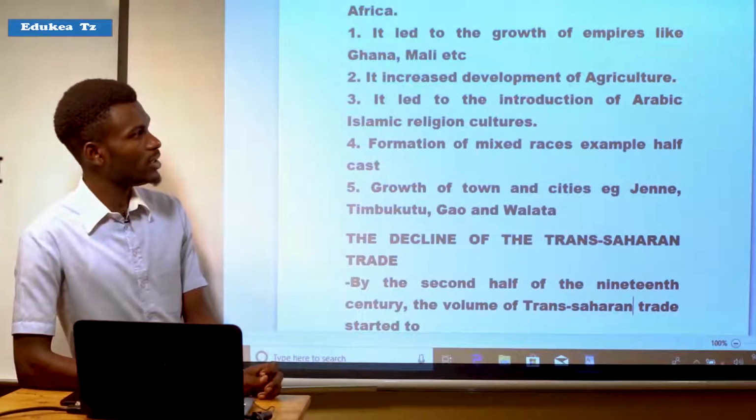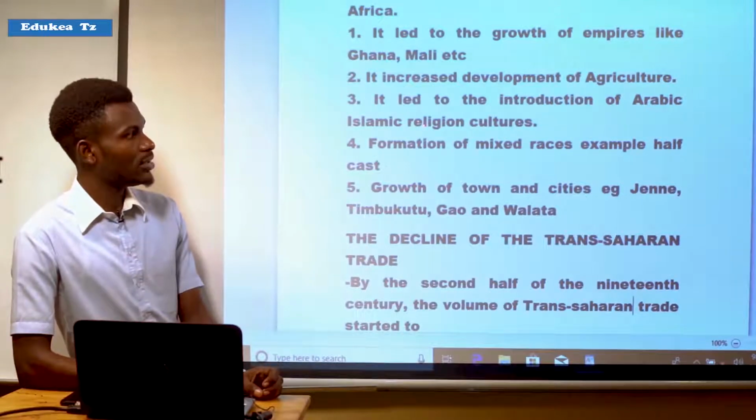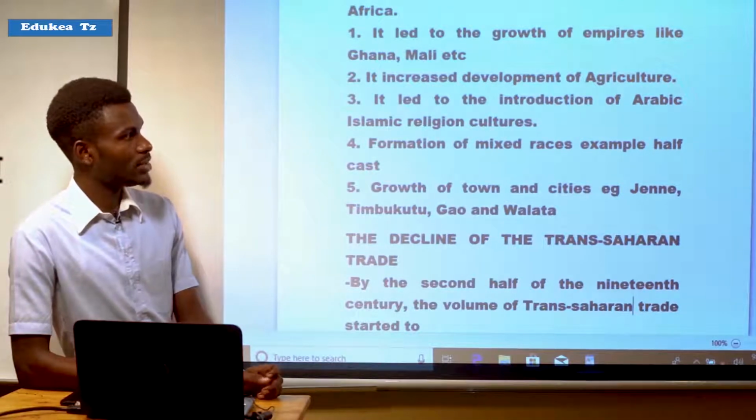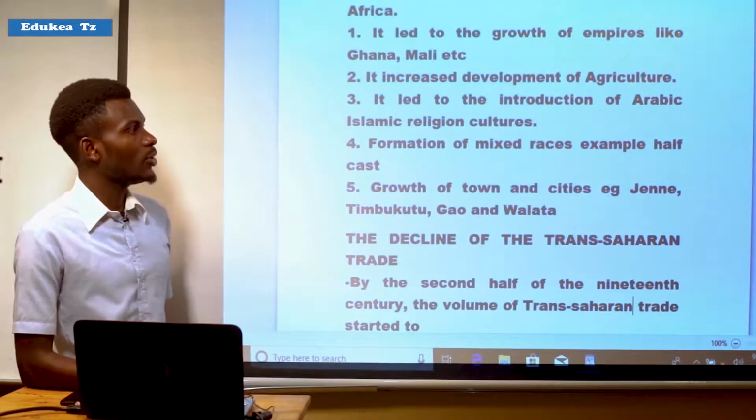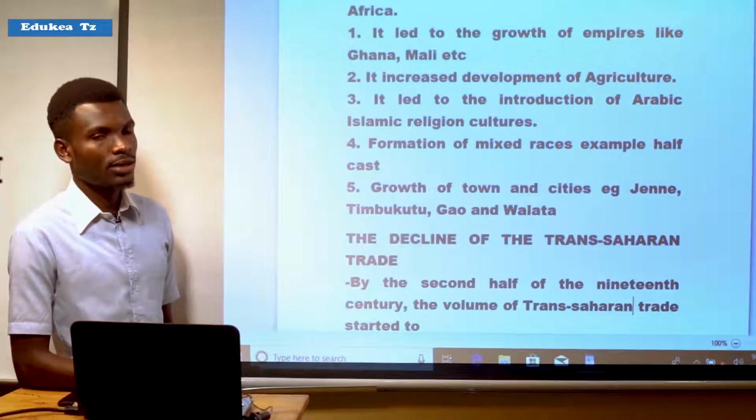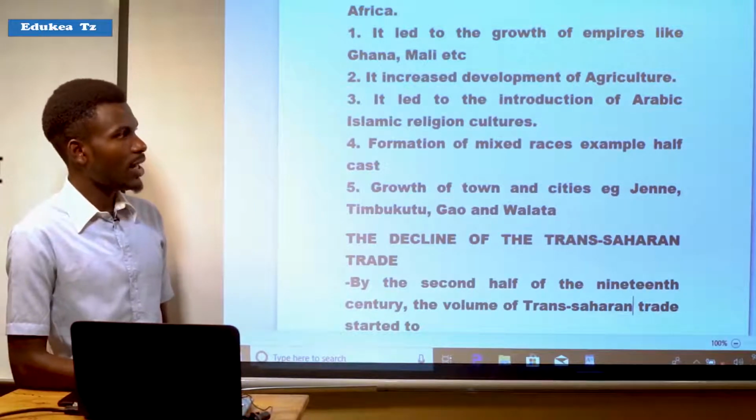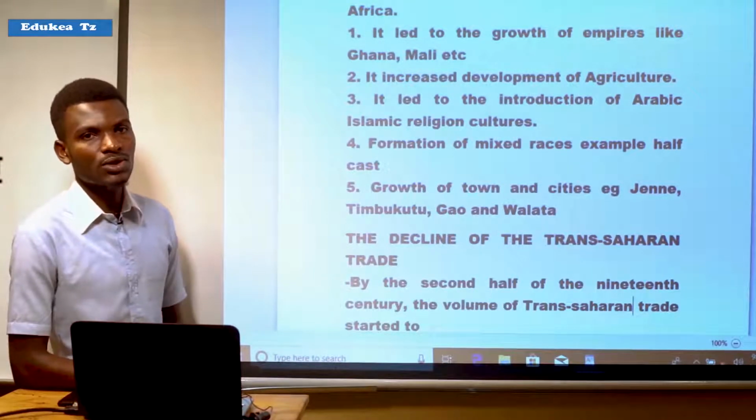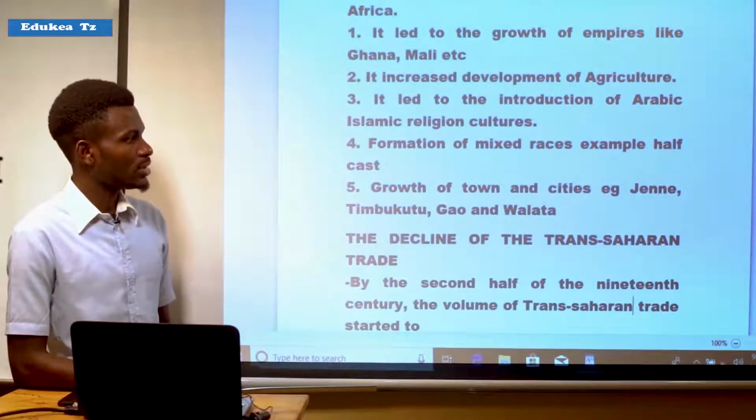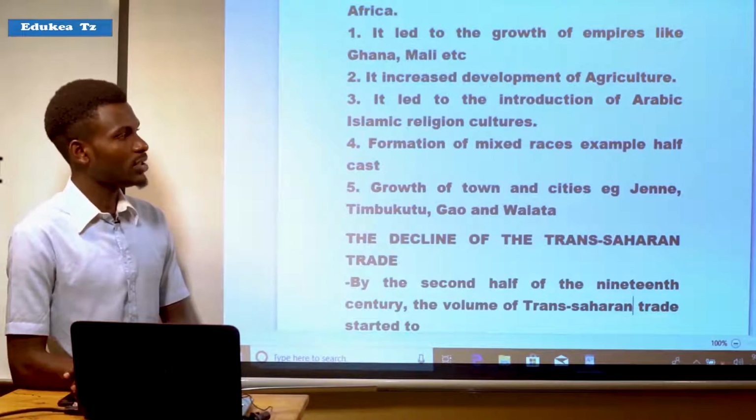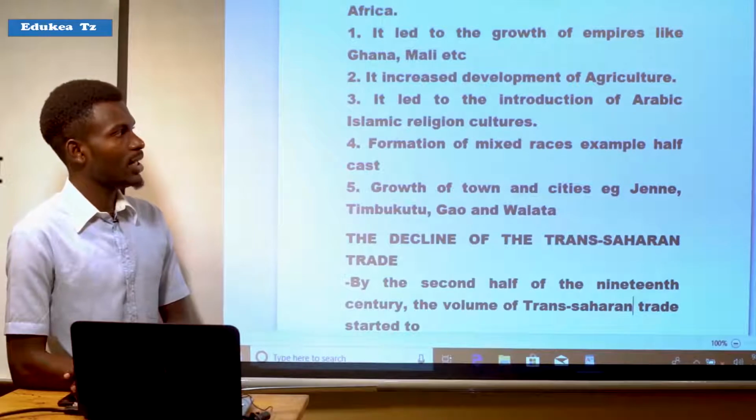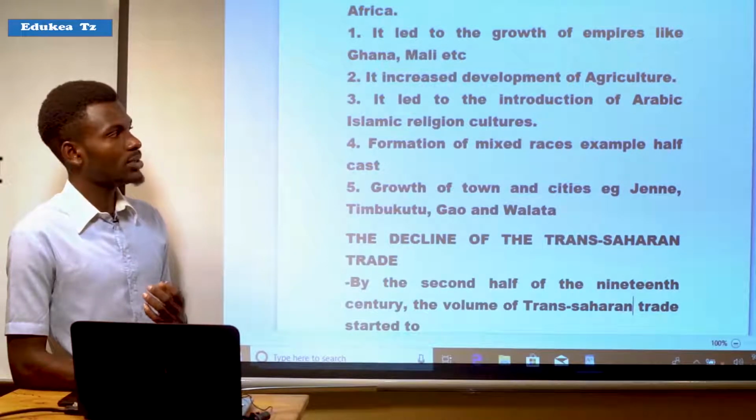Also, it led to the introduction of Arabic Islamic religion and cultures. It means that the trade led to the introduction of Arabic or Islamic religion and cultures in the region. After the arrival of the Arabs, they introduced the Arabic language to be used as a medium of communication in the region, and Islamic styles or Islamic culture were established in the region.